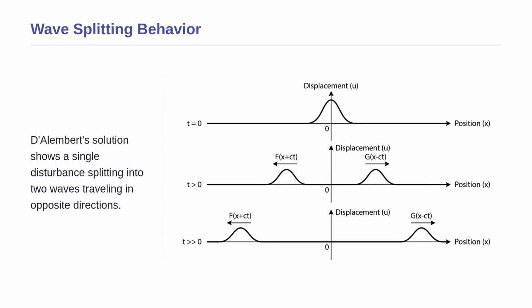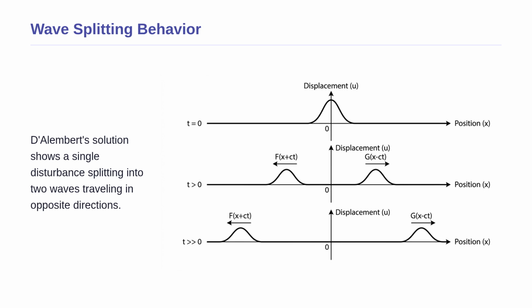Let us visualize what this mathematical solution actually looks like in reality. The diagram you are seeing perfectly illustrates D'Alembert's solution in action. On the vertical axis, we have the displacement of the string, and on the horizontal axis, the position. At the top, at time t equals 0, we see a single initial disturbance.